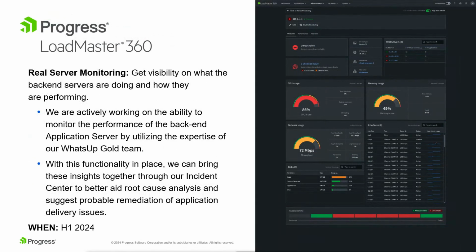Lastly, here we're providing more visibility into those backend systems, right? The server health and performance of the actual real servers that are running the application. So this time, with the help from our WhatsUp Gold team, and they're all about infrastructure monitoring, getting the visibility into the CPU, the memory, network, and disk utilization, right? To help identify where those backend systems that are running the application may be the cause of the problem. And once again, we're looking at this in the summer of 2024 as well. So stay tuned for that release coming up.